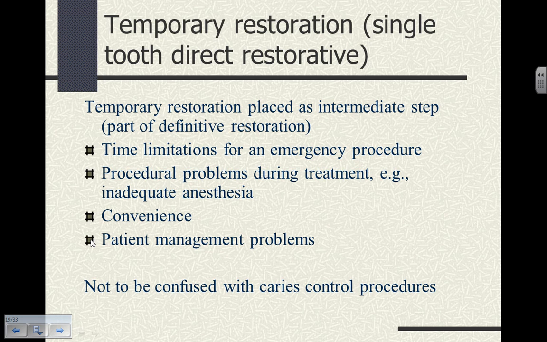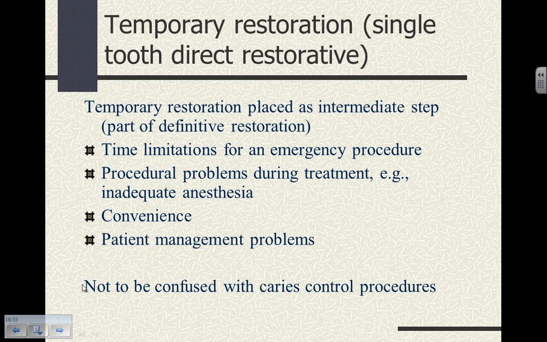Or what if the patient's a management problem? They won't sit still. They won't follow your instructions. Let's get a temporary in and we'll get you back. Perhaps the patient is very anxious and we need to use some type of sedation dentistry in order to control their anxiety. Now keep in mind, temporary restorations are not to be confused with caries control procedures, even though in the ADA code we refer to this as a sedative filling.